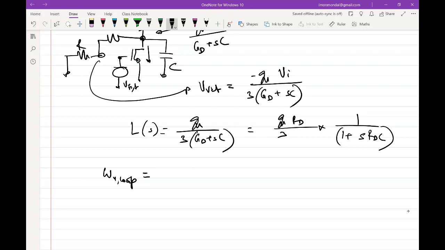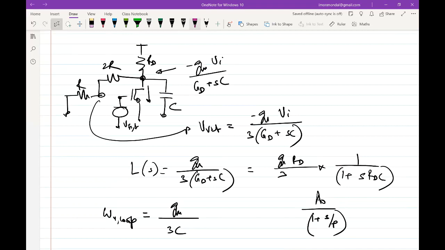So now, which means I need to actually find out what is omega U loop. So what is omega U loop? No, that's not omega U loop. So this is of what form? This is of the form A naught by 1 plus S by P. What is A naught? GMRD over 3. What is P? So what is omega U loop? Omega U loop is that frequency at which the loop gain goes to unity. So at what frequency is the loop gain going to unity? GM by 3C, right? GM by 3C.